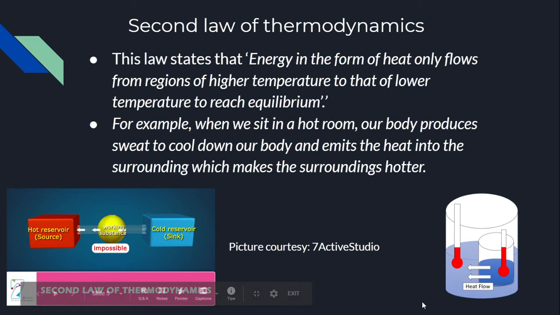As you can also see in this picture, heat never moves from a cold object to a hot object. It is impossible. This water has a higher temperature and this has a lower temperature, so heat moves from here to here so that the temperature of both of them is equal. If the temperature of both is equal, there will be no heat transfer, because they have reached an equilibrium.